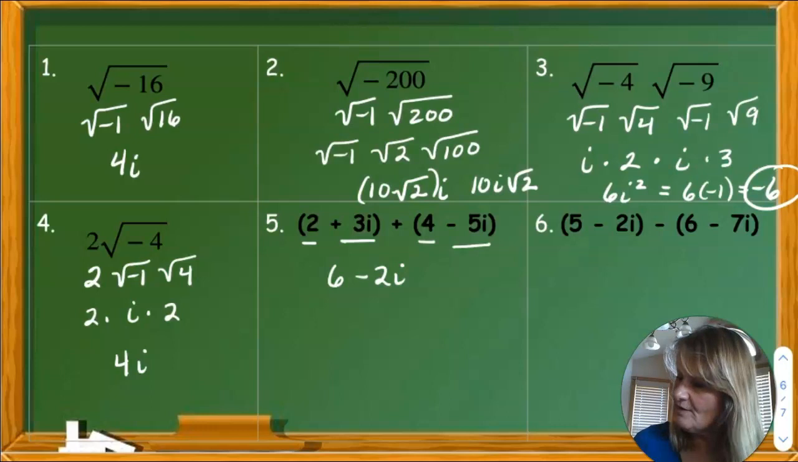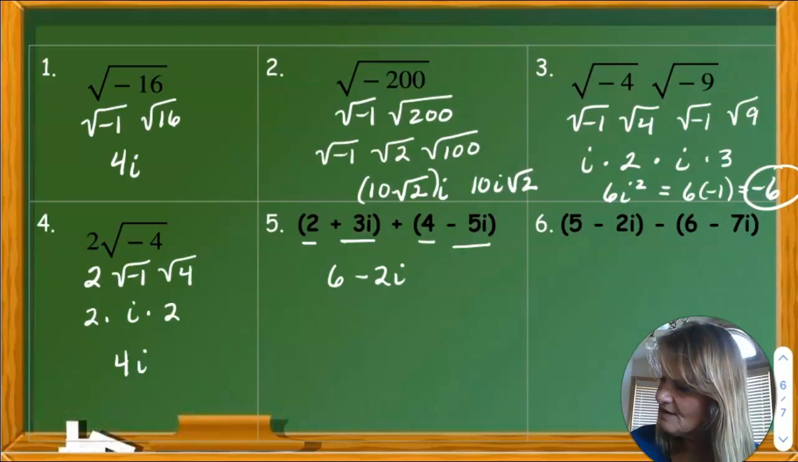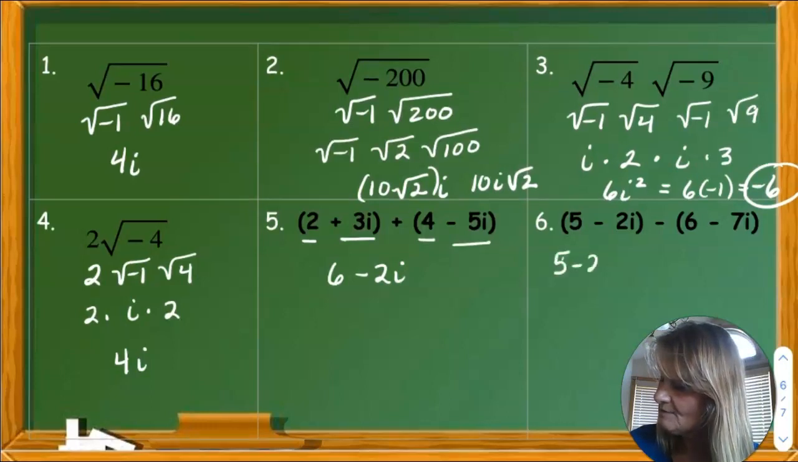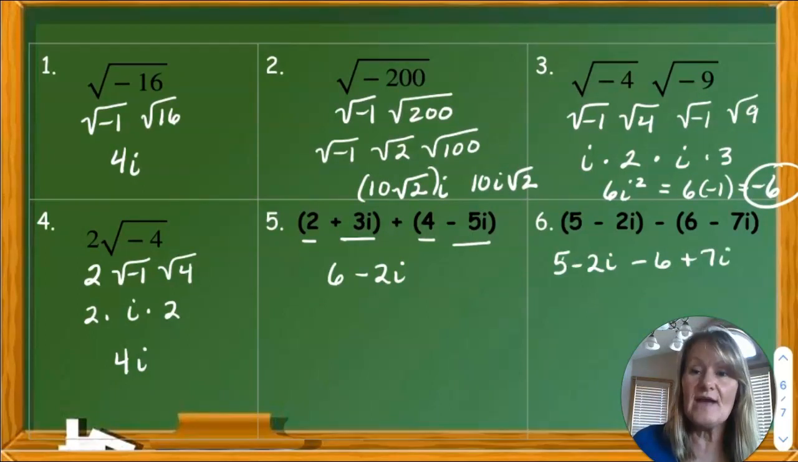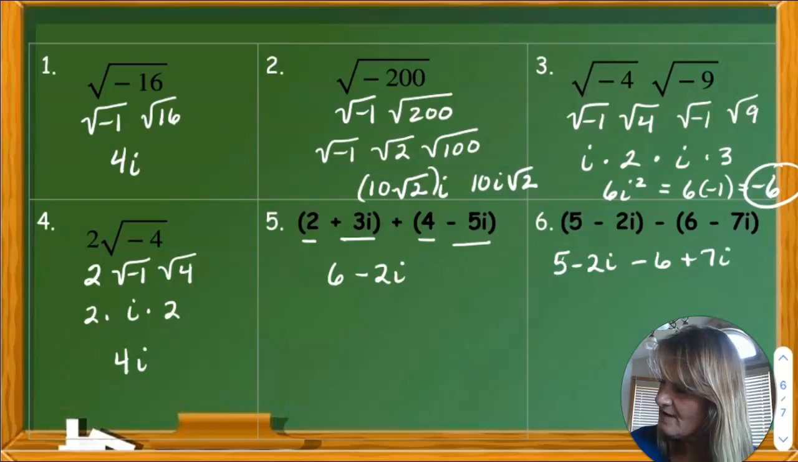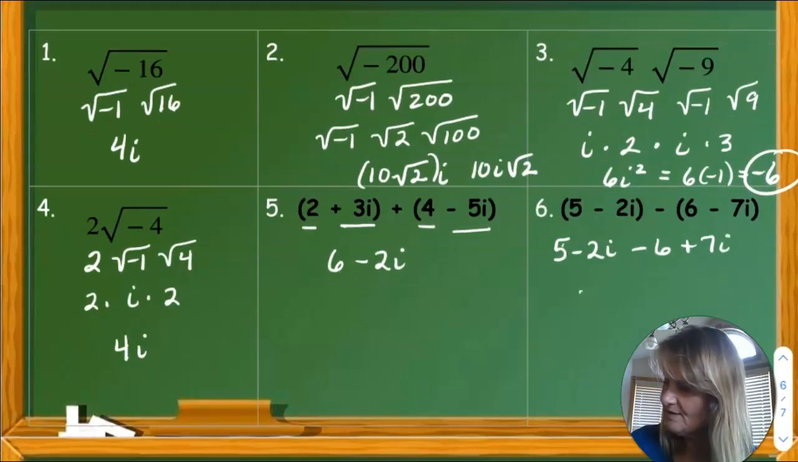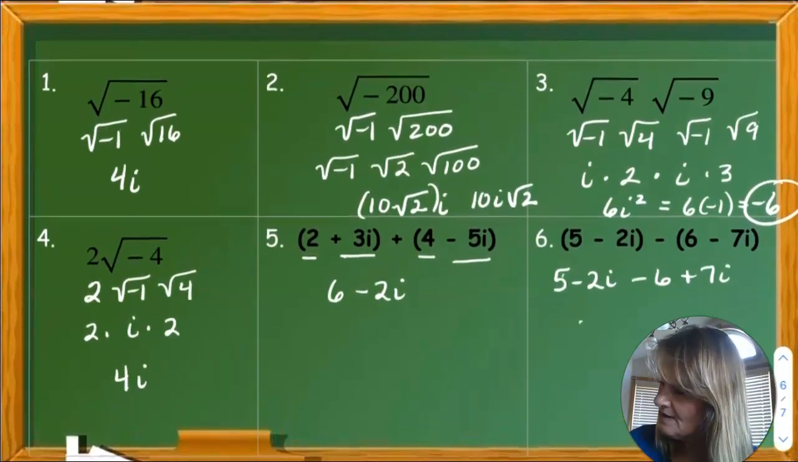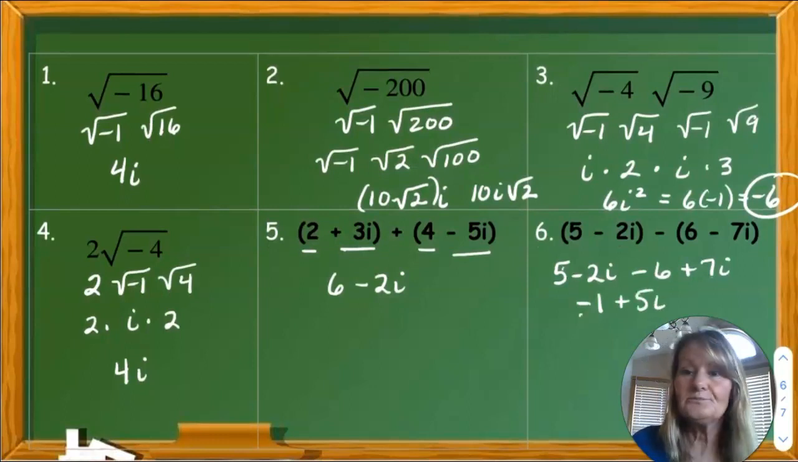Okay, let's do a minus. Now, if you got a minus, I would probably change signs. Minus 6 plus 7i. If you can keep track of it, that's great. So I have 5 minus 6 is a negative 1. And a negative 2i and a plus 7i would be a plus 5i. Okay, that's all you got to do.